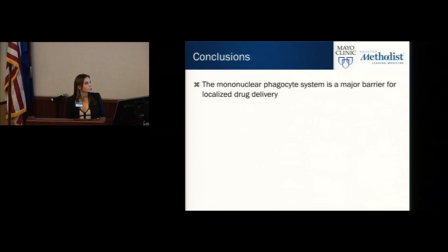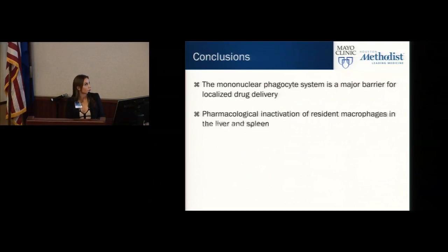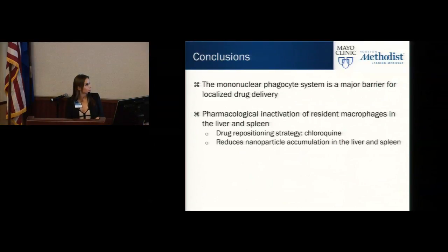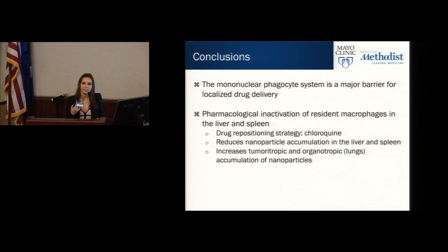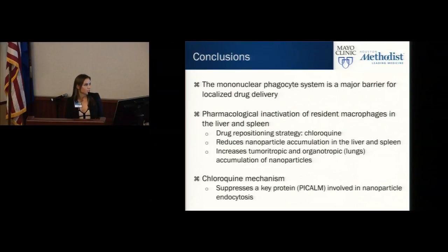So to conclude this section, the mononuclear phagocyte system is a major barrier for localized drug delivery. We can use pharmacological inhibitors of resident macrophages in the liver and spleen, for instance, chloroquine, through a drug repositioning strategy. And this reduces nanoparticle accumulation in the liver and spleen and increases tumoritropic accumulation of liposomes and organotropic accumulation of silicon particles in the lungs. And a potential mechanism is suppression of PICALM.